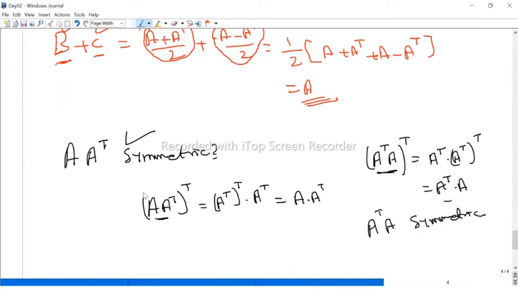So you should know how to check whether a matrix is symmetric or not. You have to take the transpose and then apply the properties of transpose. Do you get the same matrix or not? Okay. So these are some properties of transpose.